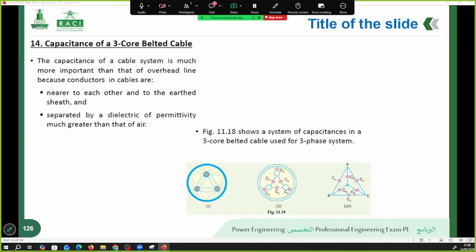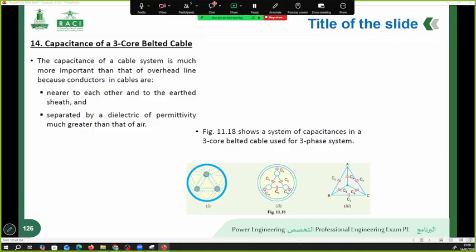Okay, this slide introduces the concept of capacitance in a three-core belted cable and explains why capacitance is significantly more important in underground cables than in overhead transmission lines. In cable systems, the conductors are placed much closer to one another and also closer to the grounded metallic shields, which increases the electric field interaction between them.